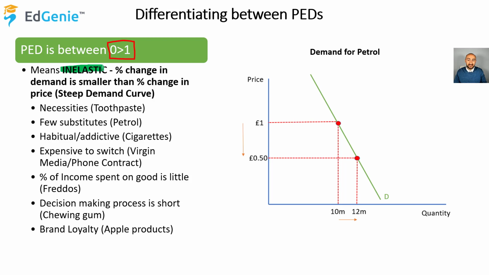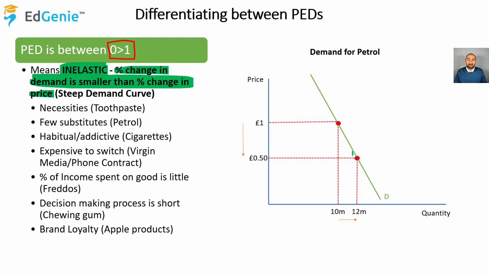Okay, so the percentage change in demand is smaller than the percentage change in the price. And this will result in a steep demand curve. Can you see that? You must make sure that you're drawing it in a steep way, so therefore the gradient is much steeper.